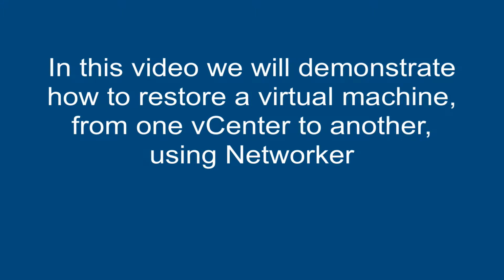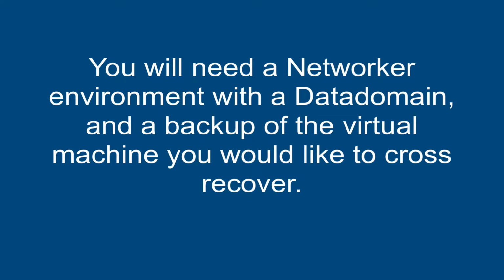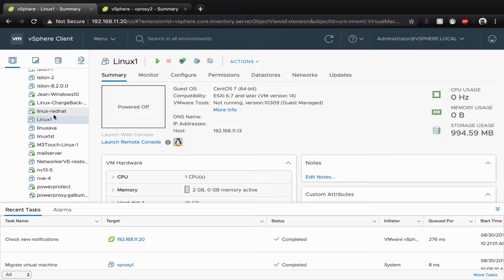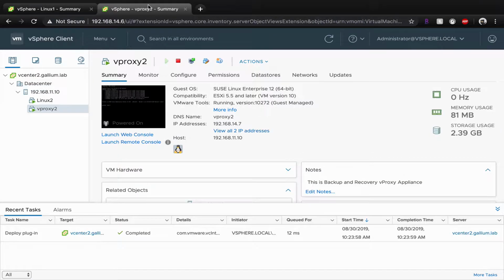In this video, we will demonstrate how to restore a virtual machine from one vCenter to another using Networker. You will need a Networker environment with the Data Domain and a backup of the virtual machine you would like to cross recover. Here we have our Linux 1 that we would like to recover on our second vCenter.